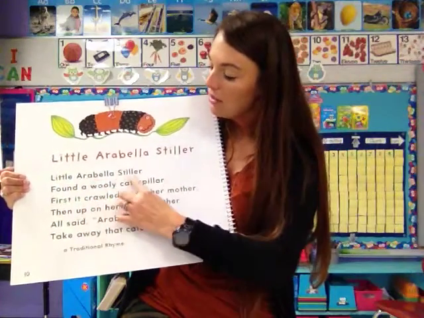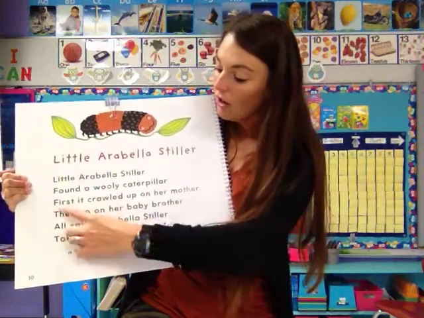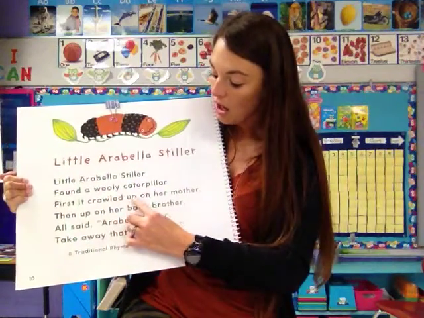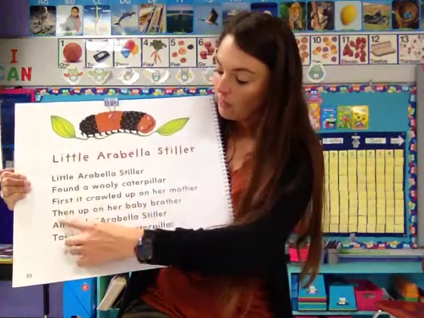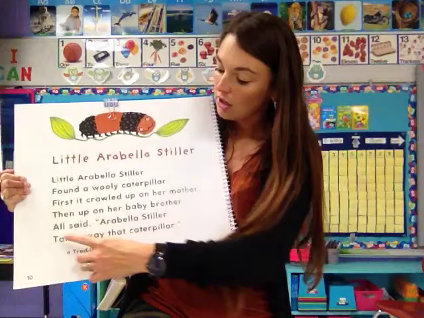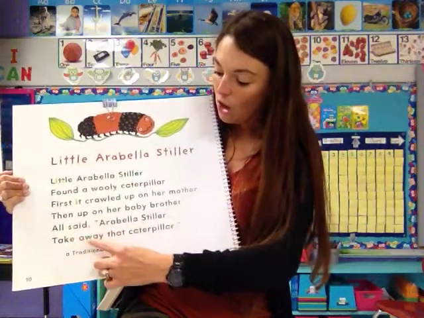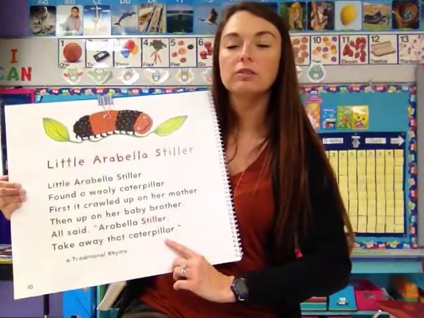Little Arabella Stiller found a woolly caterpillar. First, it crawled up on her mother, then up on her baby brother. All said, "Arabella Stiller, take away that caterpillar."